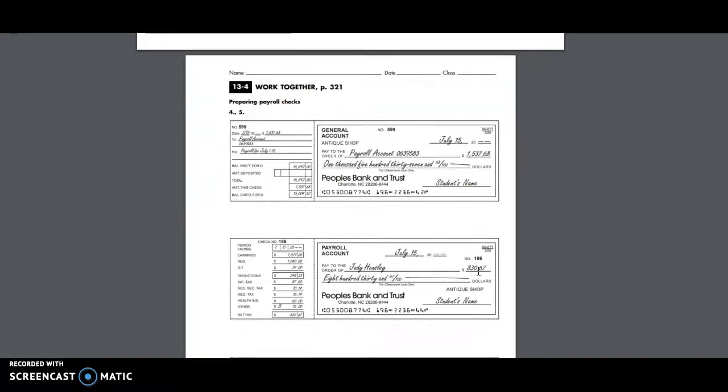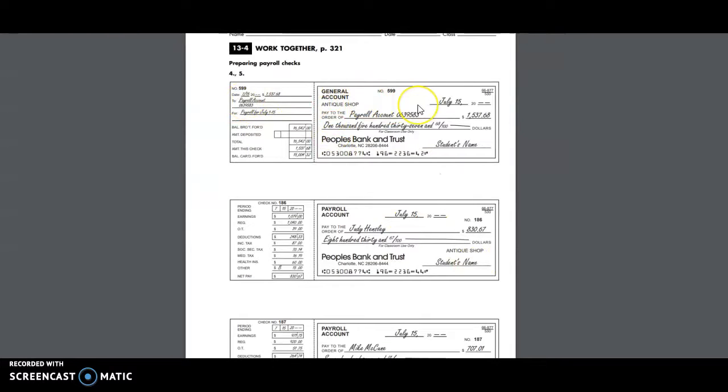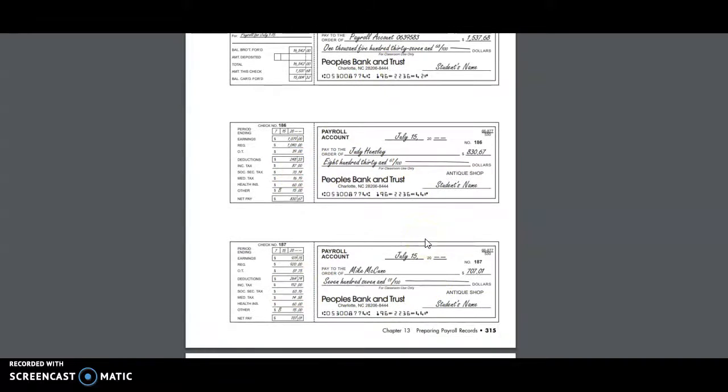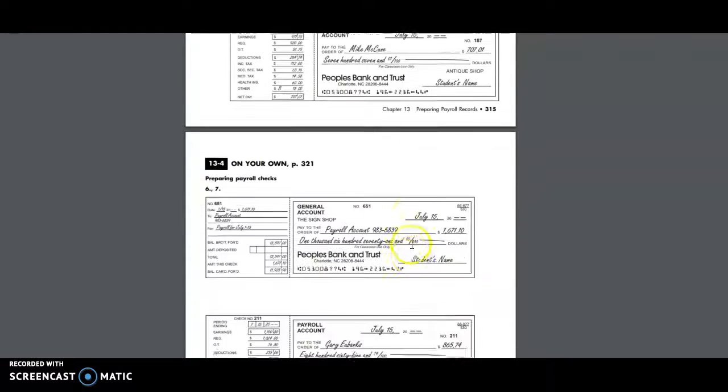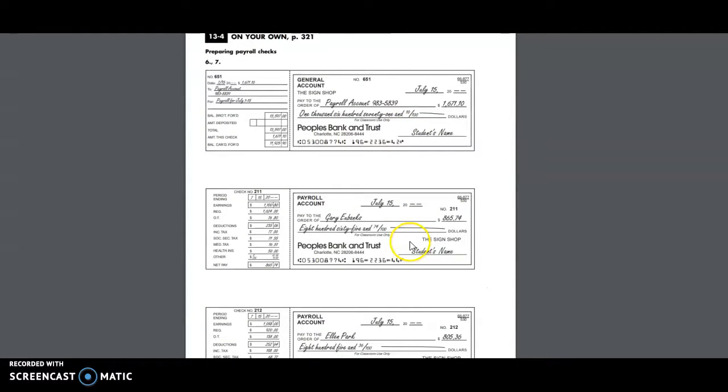Then 13.4, you wrote your payroll check. And there's the two checks for the two employees. And there's the on your own.